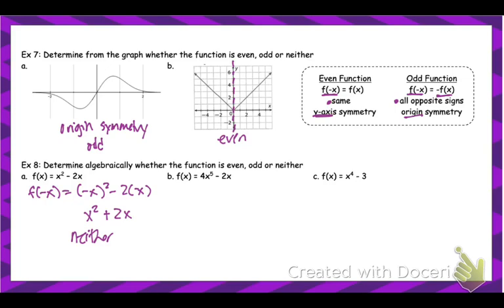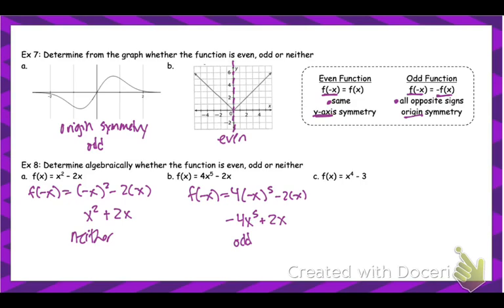So this is a case where it has neither type, and that's okay. All right, looking at B, we're going to evaluate f of negative x. Negative x raised to the 5th power is still going to be negative. Negative 2 times negative x becomes positive. Now if you look, this is the exact same as the original, but every sign is different. So that is an odd function.